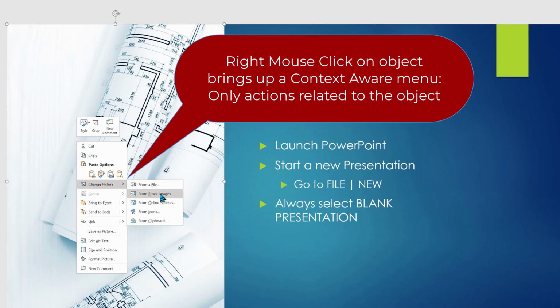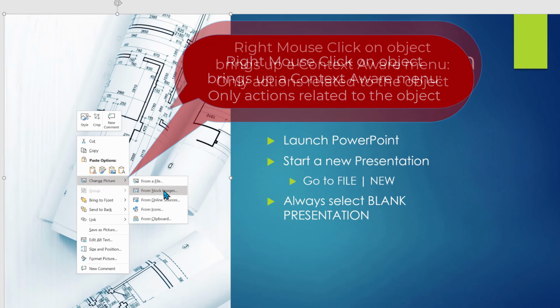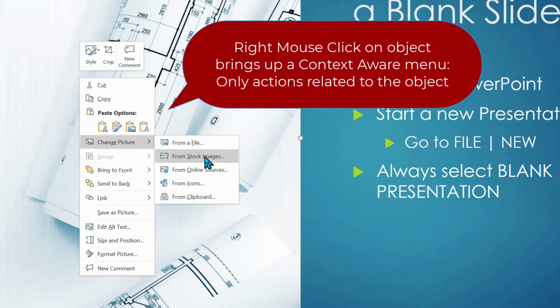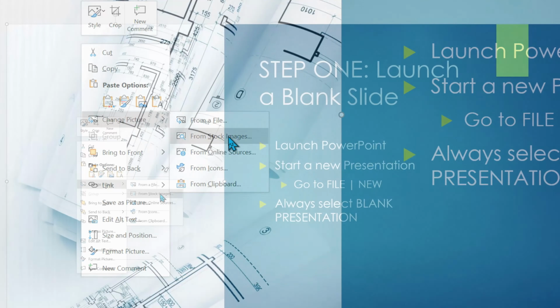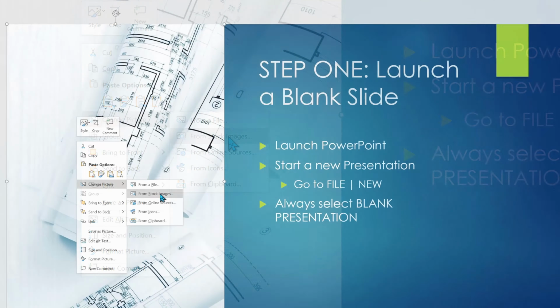This concept of the right mouse click on an object is important. The context menu is relevant to the object. You can search the ribbon menu for the same command, but where? It's easier to just right-click and see the relevant commands. So here, let's work with Change Picture and from Stock Images.